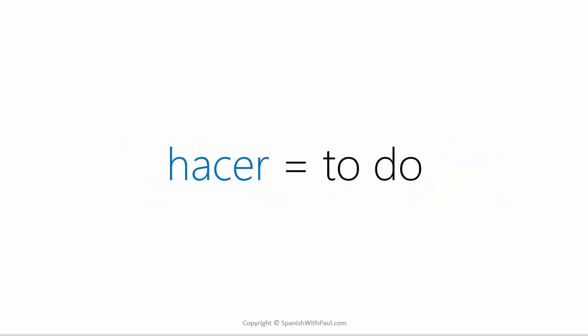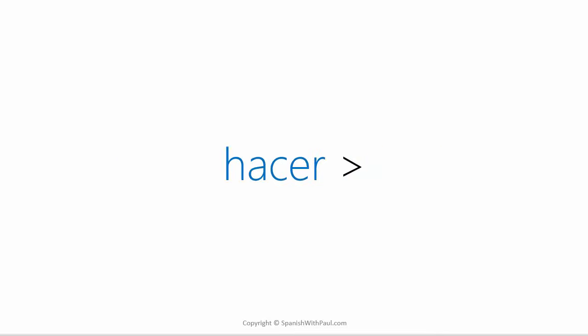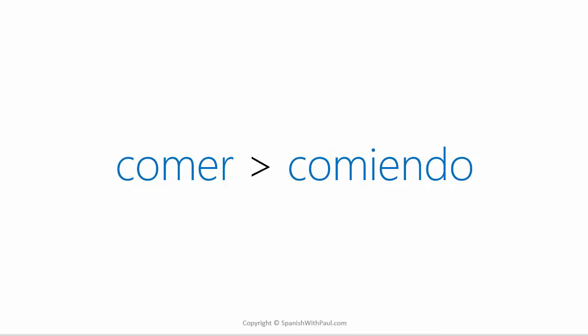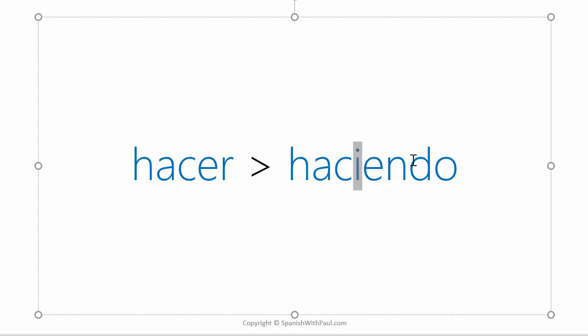Another verb that ends in ER is hacer, which means to do. Now, just as comer went to comiendo, hacer will go to haciendo. Can you see how the sound pattern repeated for these verbs ending in ER? So we have comer, comiendo, hacer, haciendo. Here you have the endo sound. So, haciendo means doing.